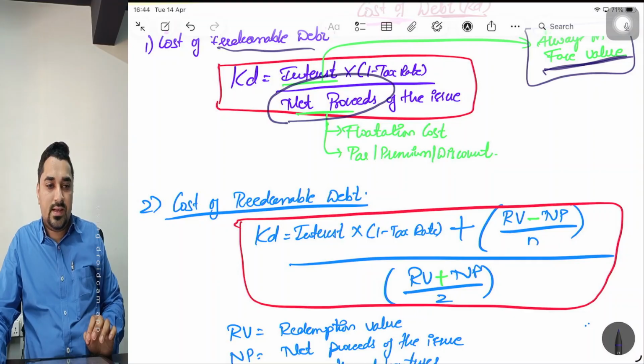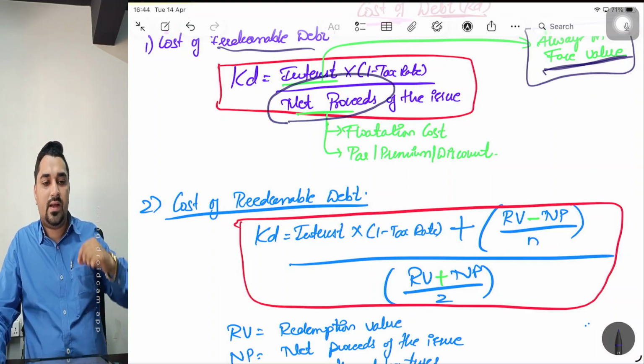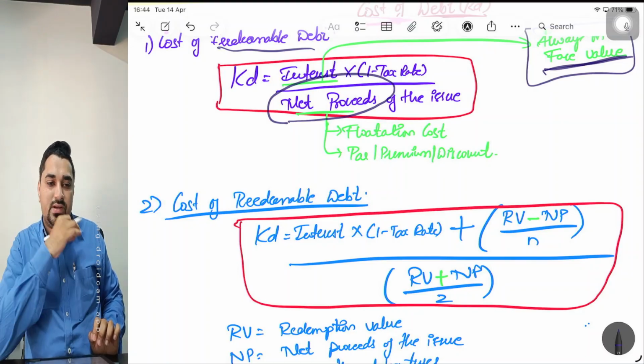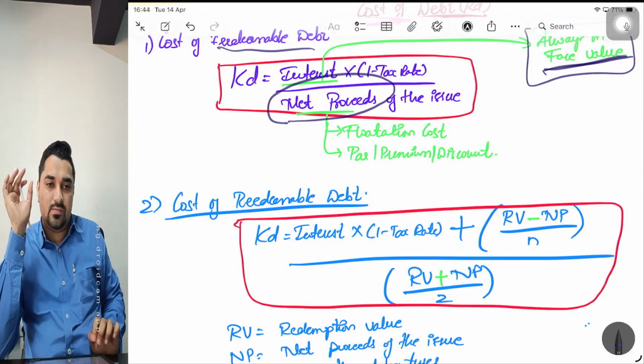While taking interest, interest is always calculated as a percentage of face value, and net proceeds means everything, net of everything, whether the issue is at par, premium or discount, or net of flotation cost. Flotation cost means transaction cost or issue expenses, what you say. Net of everything what is coming into my pocket, that will be your denominator.